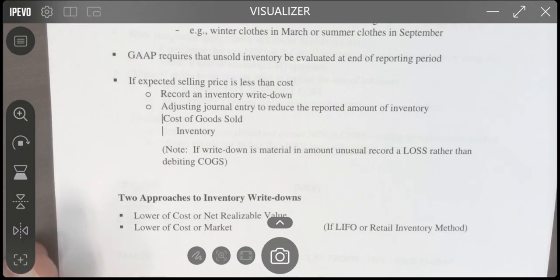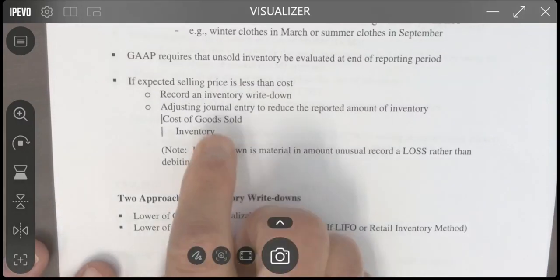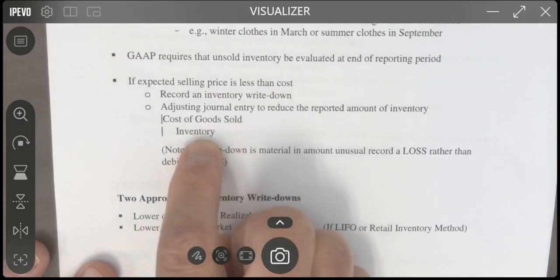To do so, we record an adjusting journal entry and post that adjusting journal entry, which reduces the reported amount of the inventory. We accomplish this by debiting cost of goods sold and crediting that particular inventory item.